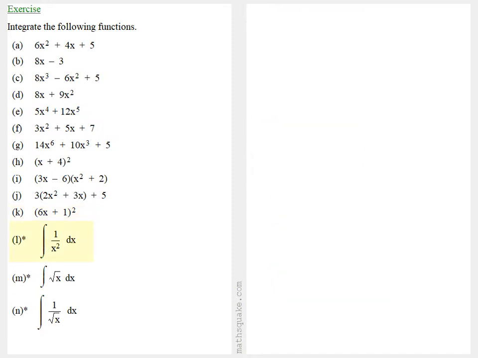Now, all the powers that we've had up till now have been positive integers, but in fact integration works even if the power is not a positive integer. So in part L, we want to integrate 1 over x squared dx. Well, 1 over x squared can be written as x to the minus 2. So when we integrate that, the minus 2 has 1 added to it. That makes it minus 1, and we divide by minus 1. So we have x to the minus 1 over minus 1 plus c, but x to the minus 1 is 1 over x. So the answer is minus 1 over x plus c.